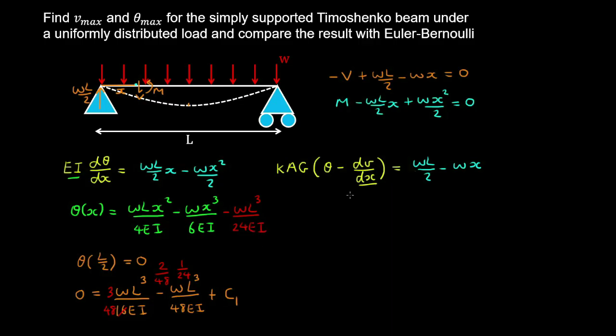And now solving this equation for dv/dx, so first we divide through by kappa AG.